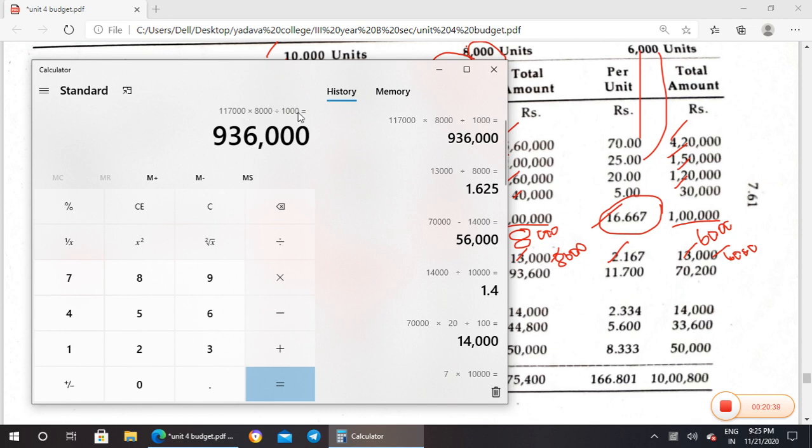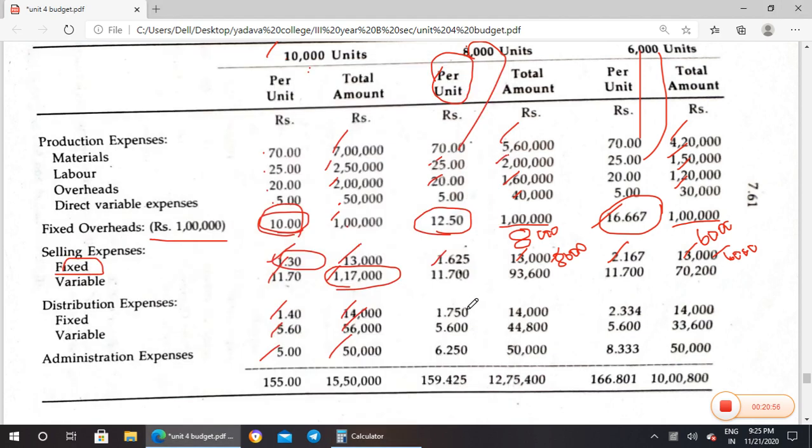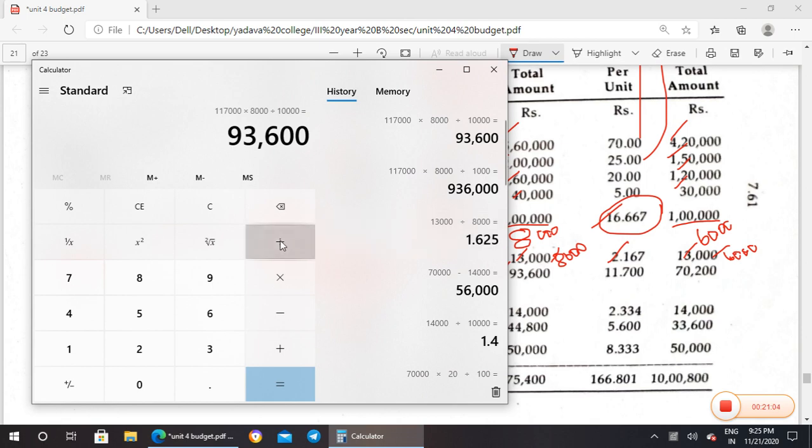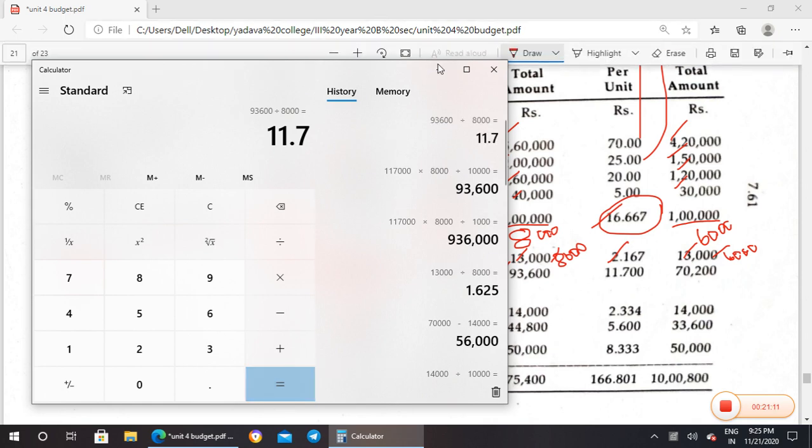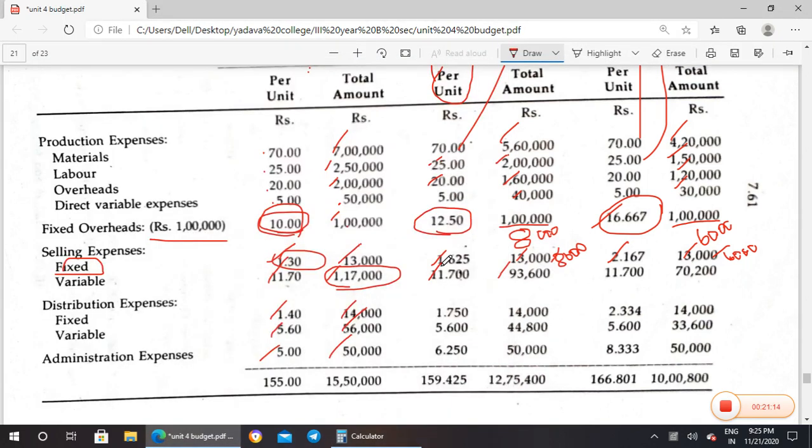Sorry, I'll divide it by 1,000. Show it again. 1,17,000. What we have to find is 8,000. Given is 10,000. So 93,600 we got. So 93,600 should be divided by the 8,000 units given. So divided by units, we will be getting the per unit rate. So 11.7 is the per unit rate.